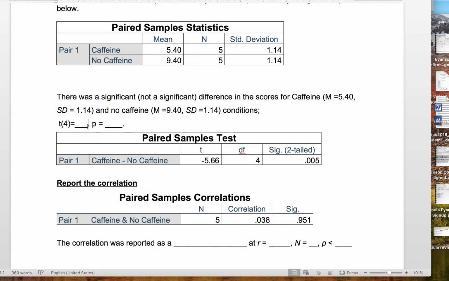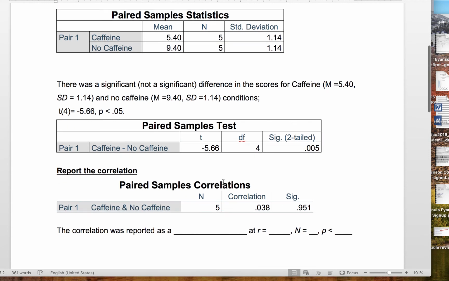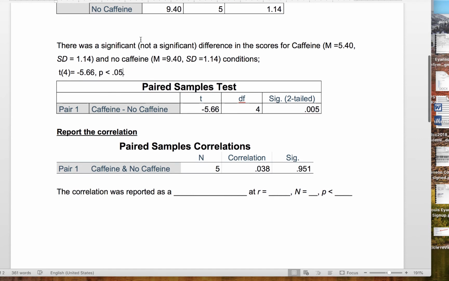And then for the P value, it's going to be less than 0.05. How do we know that? It's significant because it's below 0.05, and this is 0.005. Okay, so this is how your second line goes, exactly like that. Okay, again, was it significant? Yes. So I'm going to take out these words right here. Okay, caffeine 5.40, 9.40. Okay, conditions, and then after that, here is your formula. You take those right from those boxes there.